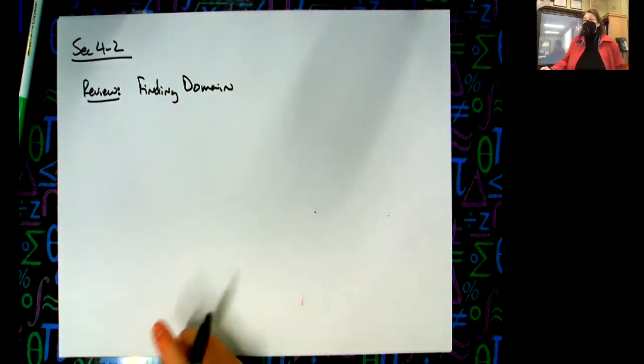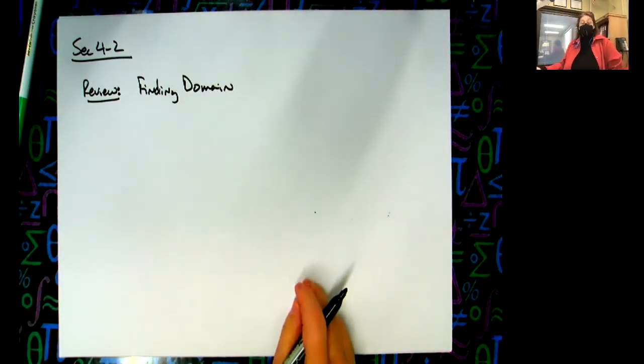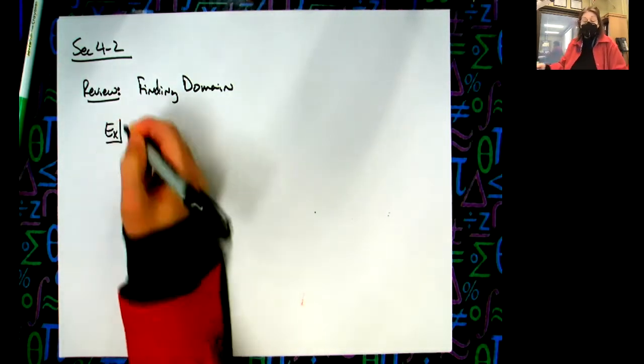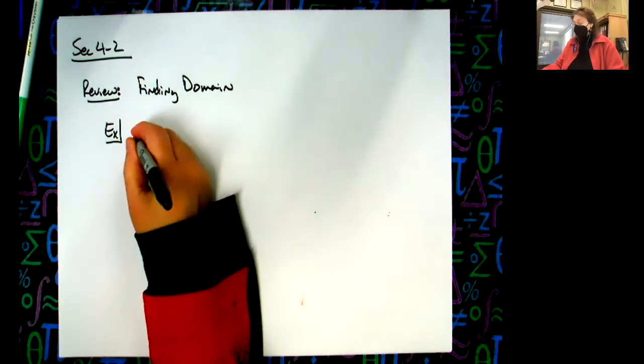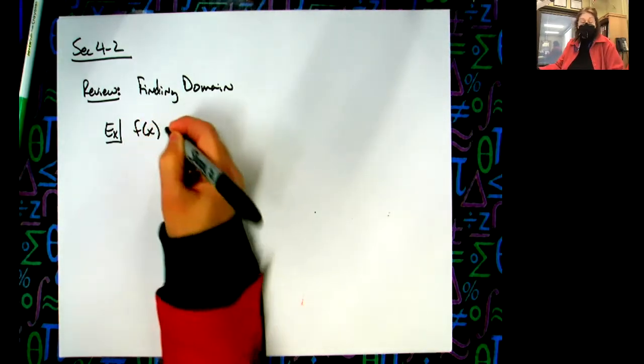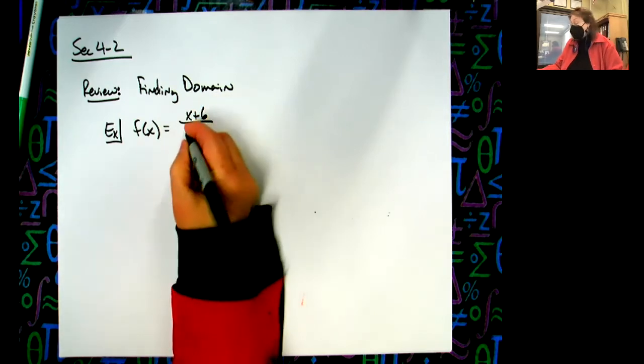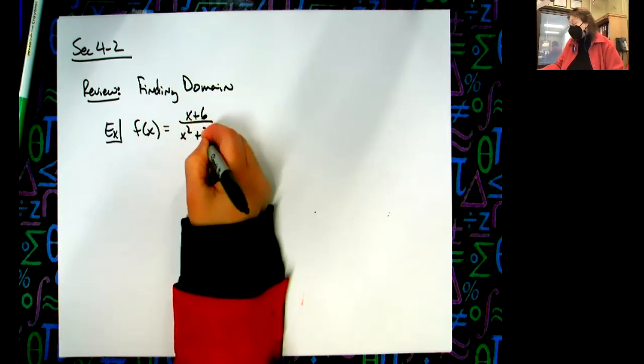Okay, finding domain. We have three cases that we have memorized. This is going to be kind of like an exception to the rule. All right, let's say f of x equals (x plus 6) over (x squared plus 36).